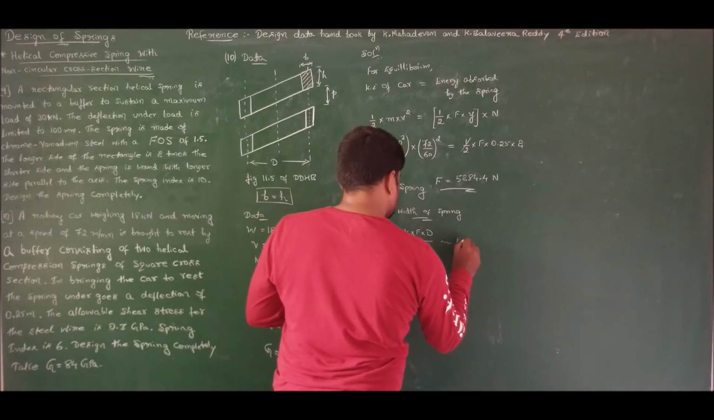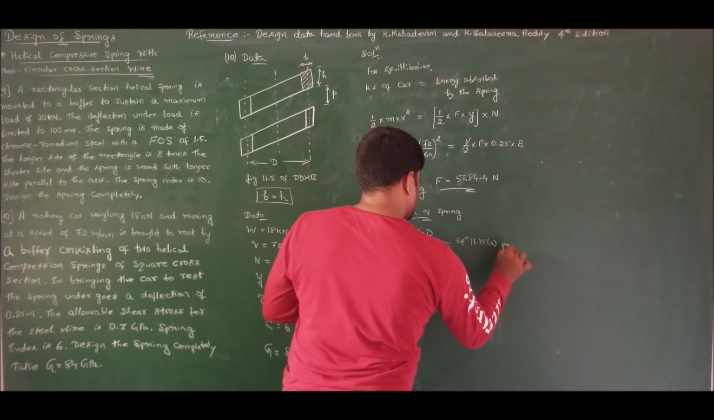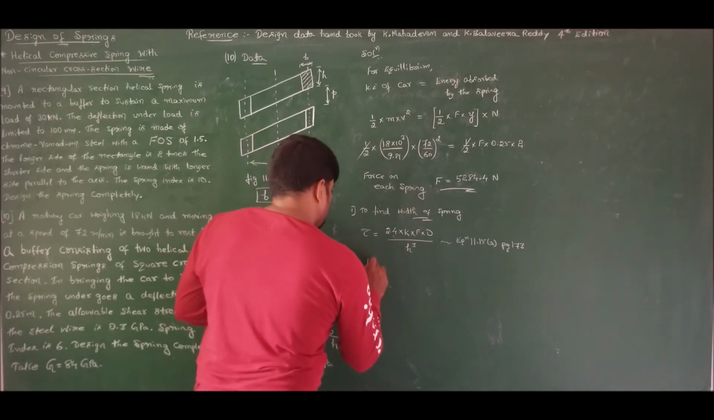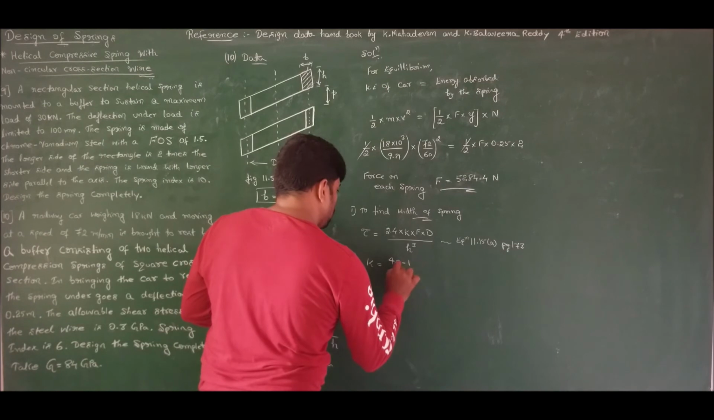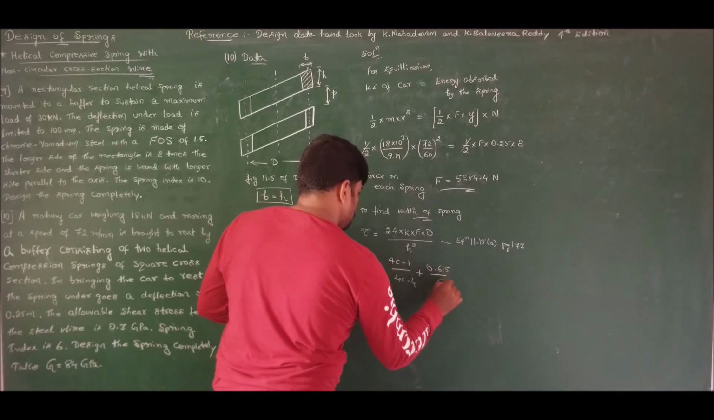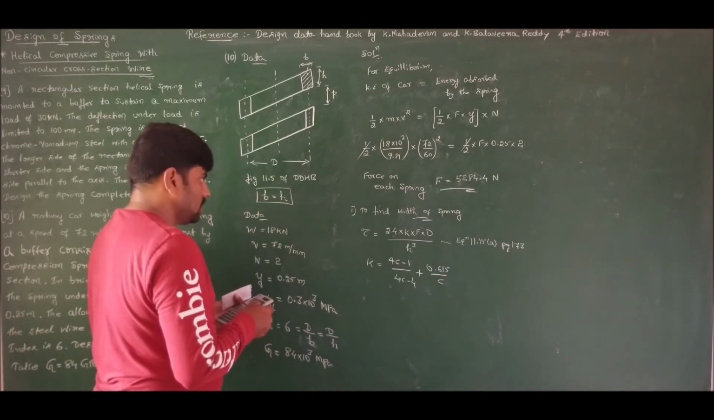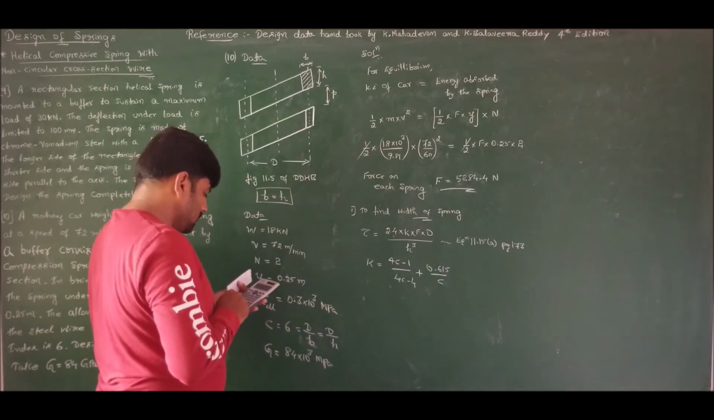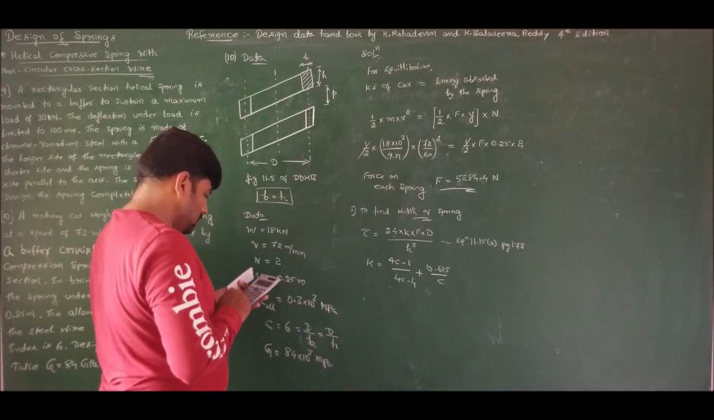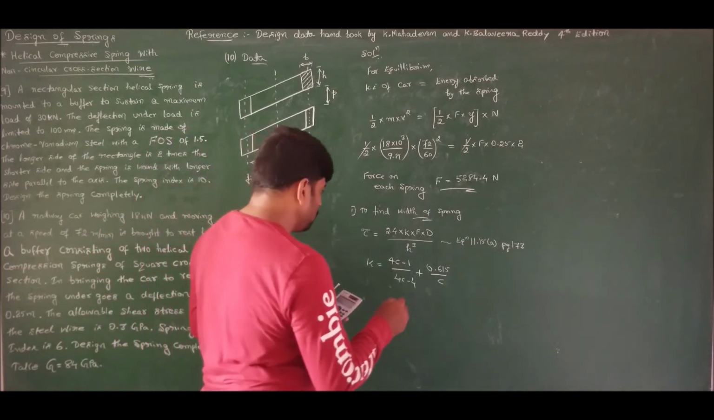This is equation 11.15a of page number 173, where k is Wahl's correction factor, which is already known to us, 4c minus 1 by 4c minus 4 plus 0.615 by c. So we know the value of c as 6. So therefore Wahl's correction factor will be 24 minus 1 divided by 24 minus 4 plus 0.615 by 6, which is 1.2525.